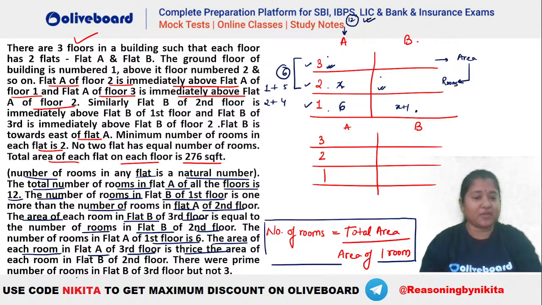Okay, we'll check. After that, there were prime number of rooms in flat B of third floor, but not 3. Okay, so you can see here what we are saying. There are prime number of rooms in flat B of third floor, but not 3. So it can be 5, it can be 7. Prime number of rooms we do not know right now, so we will check that later. So you can see this is the complete information that we have right now.